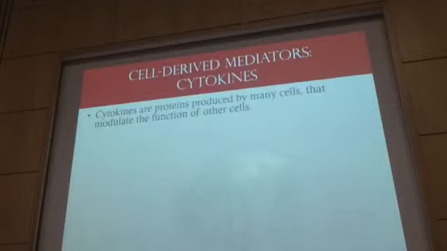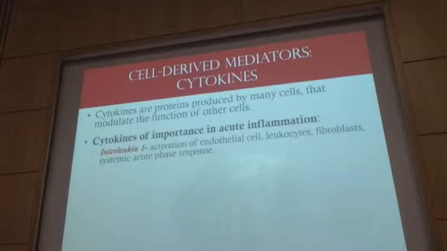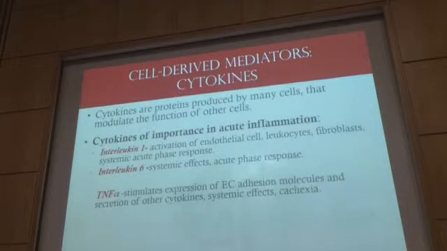We talked about cytokines. They're produced by many cells, not just during inflammation. They're very important in acute inflammation, and the major ones are interleukin-1, that is involved in the activation of endothelial cells and leukocytes, but also in the systemic acute phase response. Interleukin-6 mediates some of the systemic effects, mainly fever, and TNF-alpha, like interleukin-1, stimulates the expression of adhesion molecules on endothelial cells. Also, colony-stimulating factors. Why are they important?